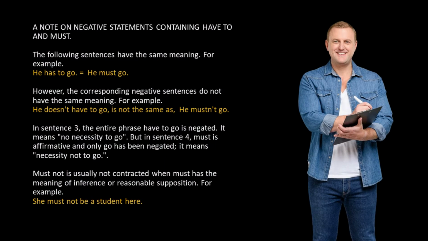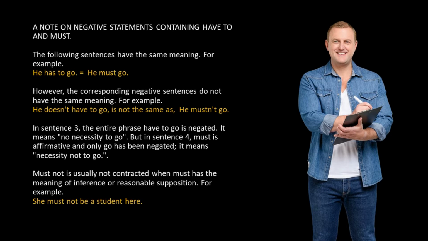A note on negative statements containing have to and must. The following sentences have the same meaning. For example, he has to go equals he must go. However, the corresponding negative sentences do not have the same meaning. For example, he doesn't have to go is not the same as he mustn't go.